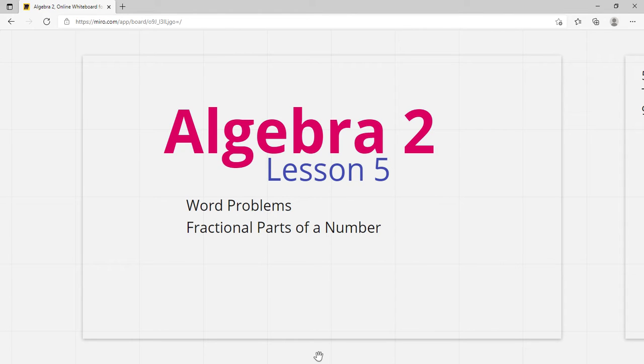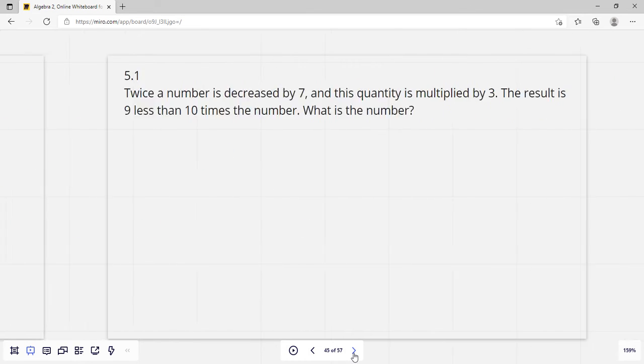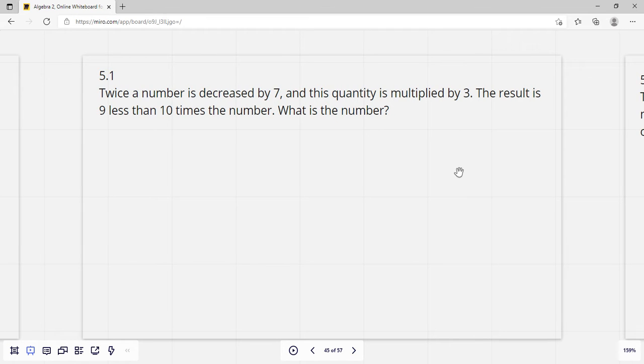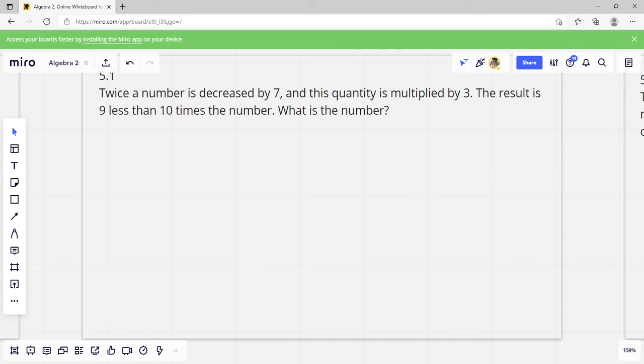Hi everyone, this is Algebra 2, Lesson 5, and this lesson covers word problems and fractional parts of a number. Okay, so the first example problem here is a word problem, and we're just going to work this.